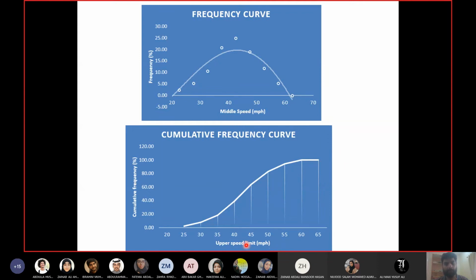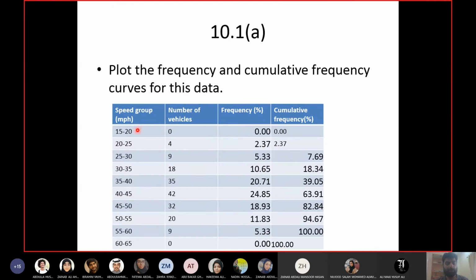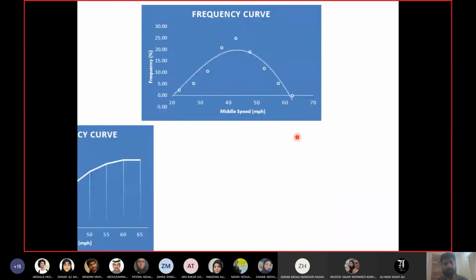I'm plotting the upper limit. On the y-axis, I'm plotting the cumulative frequency. So on the x-axis, I'm plotting 20, 25, 30, and so on. The y-axis, I'm plotting this column. Okay, so the first part is done.